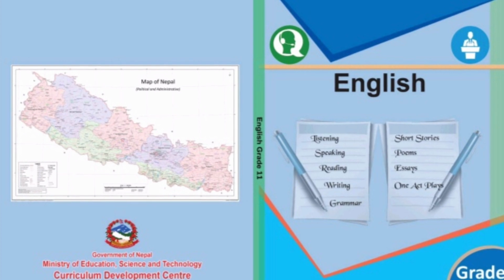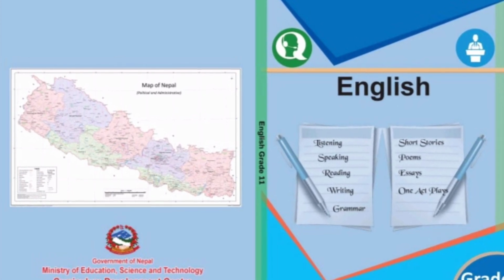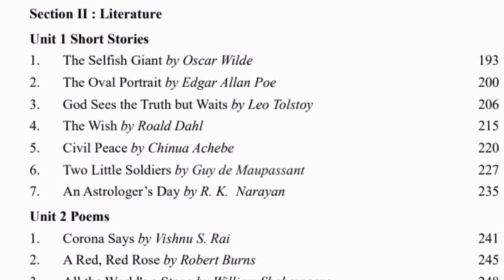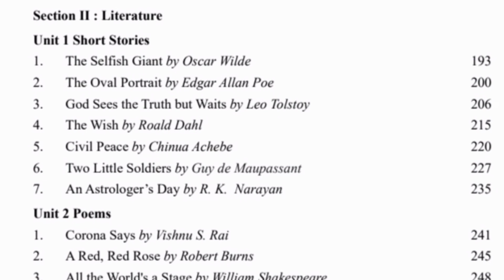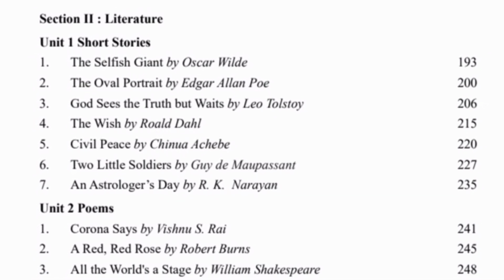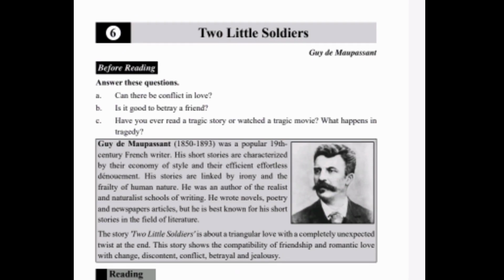I am Bidur Neupane. Today I am going to present a new lesson of Compulsory English Grade 11 new course, that is Unit 6 of Section 2 under Literary Studies. The sixth unit is a short story called Two Little Soldiers. In this video I'll deal with the summary, analysis, interpretation, themes and question answers of this unit.